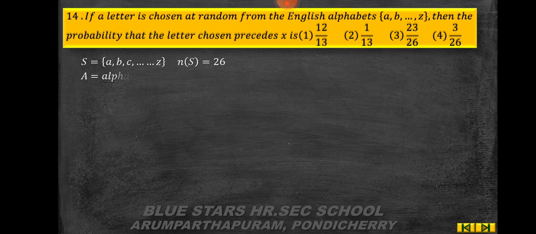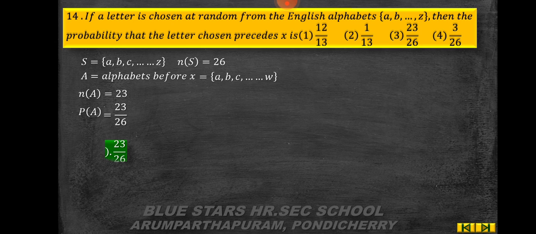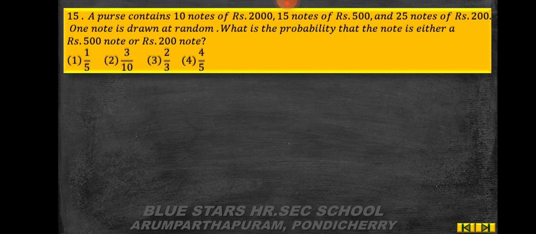Then A is equal to the alphabets before X. So A, B, C, etc. up to W. Before X, we just stopped. So here n of A is equal to 23. So P of A is equal to n of A by n of S, which is equal to 23 by 26. So the correct option is option 3. The answer is 23 by 26.